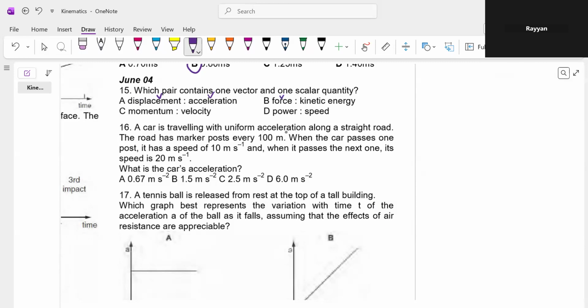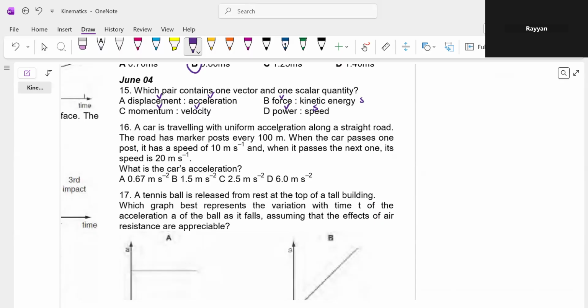Sorry, what are you saying? I said it's D. In D, you have power and speed. Most of the time they say speed is velocity. Okay, we can check this. Speed is scalar. Momentum is vector, velocity is vector. But kinetic energy is not a vector quantity. Is kinetic energy a vector quantity? No, it's not a vector quantity. It's a scalar quantity. Kinetic energy is scalar. Yes.